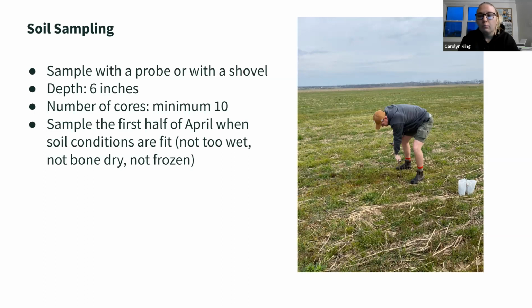If you're using a probe, do a minimum of 10 cores, and they can just be all around the spot where you drop that sample point. If you're using a shovel, you'll dig a little hole and then take a slice on the edge of that hole. So 10 cores would be a lot in that case.